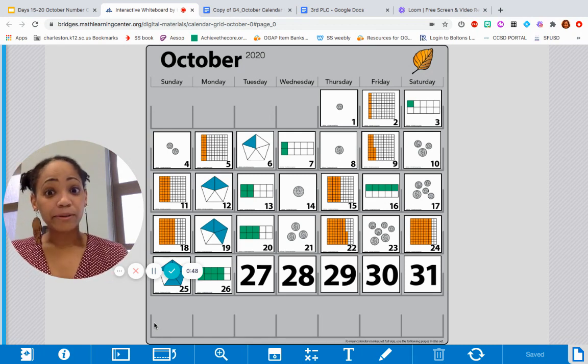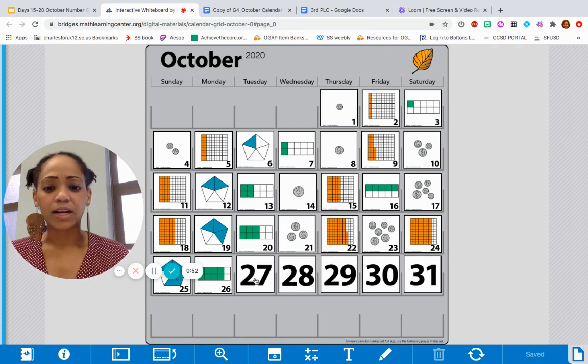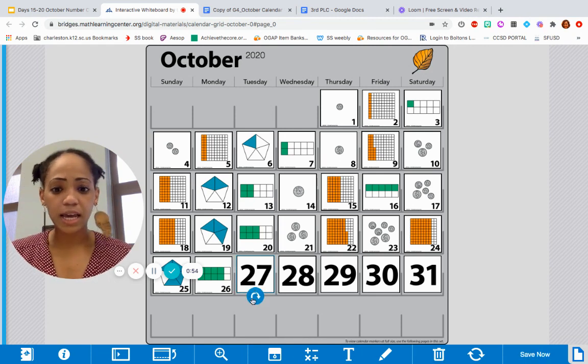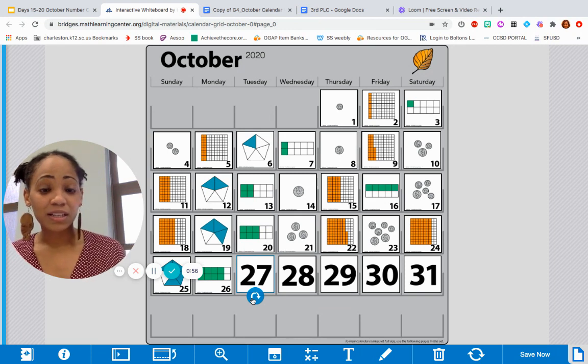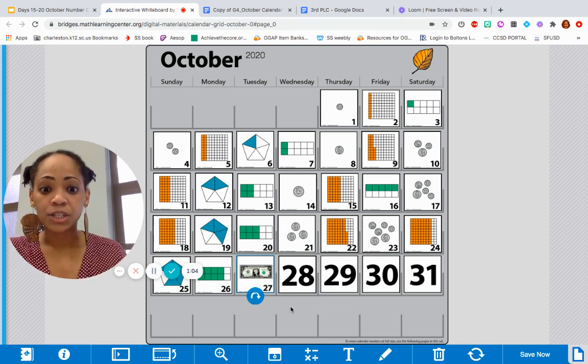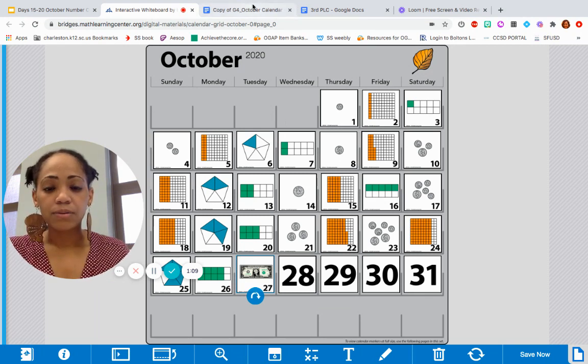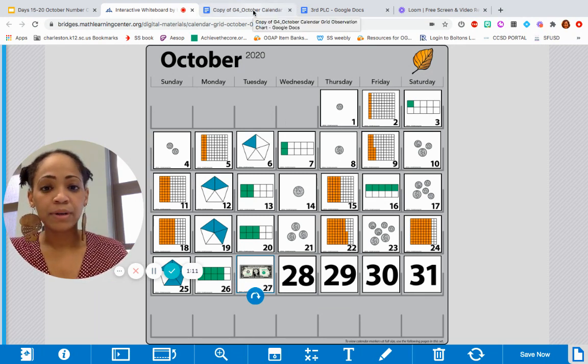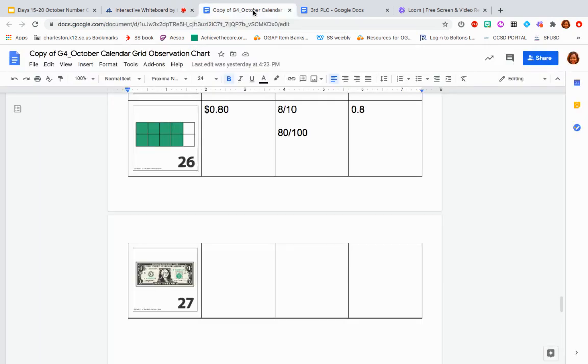Okay. Well, today is October the 27th. It is Tuesday and we are going to look at our calendar marker for today. Any predictions? What's it going to look like? Probably some money, right? Let's see. Oh my gosh, we got a whole dollar. Wow. Well, let's add that to our observation recording sheet.